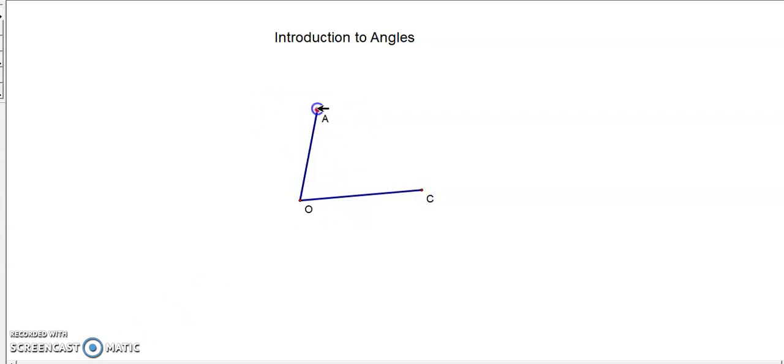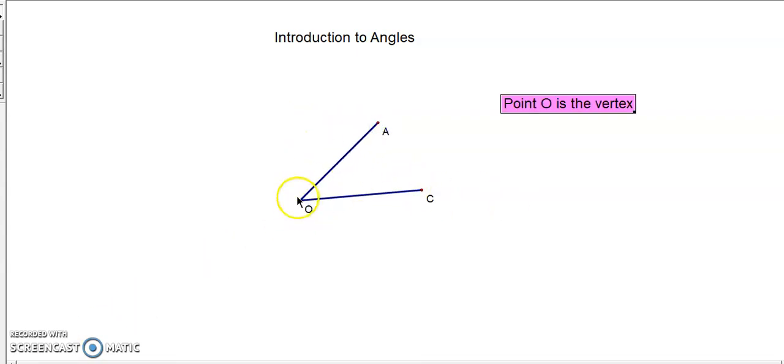So this makes my angle. And this point over here is called the vertex of the angle. So let's write that down. O is the vertex. So point O is the vertex, and right here we have the angle.